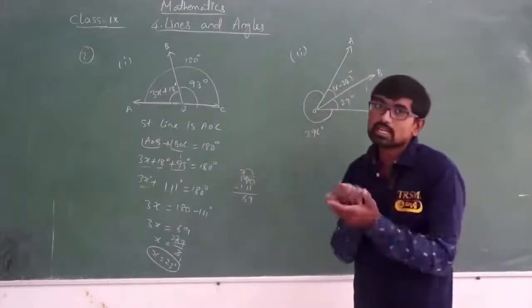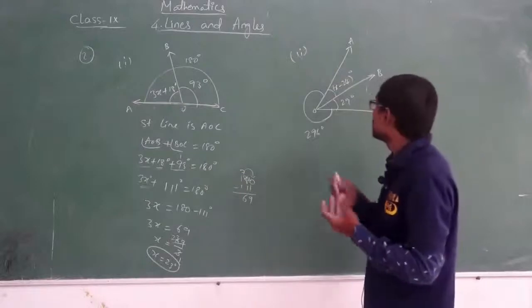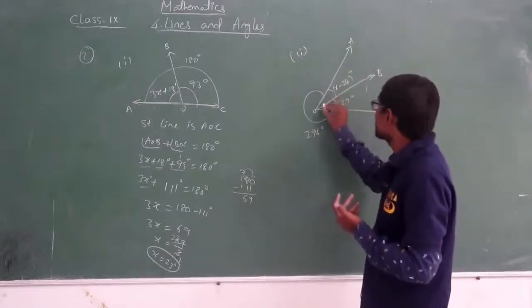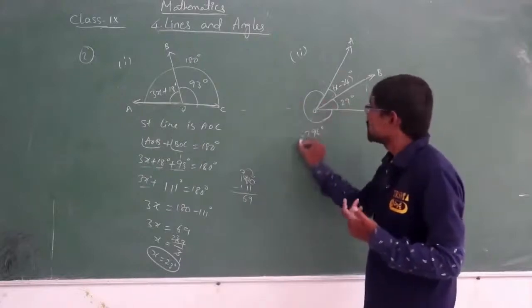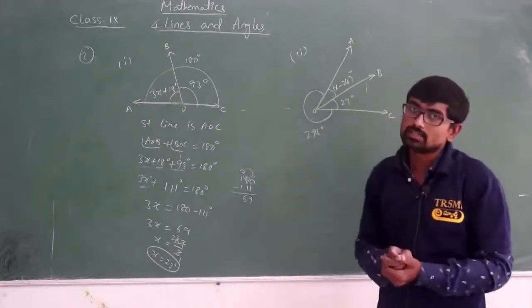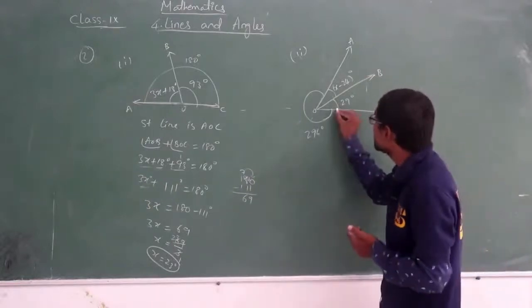Here we don't have any straight line, isn't it? So we can't take the straight line angle. Do we have a straight line here? No, we don't have. If I take a straight line here, it will be coming like this. But we don't have straight lines here, isn't it? So we can't take the straight line angle. So which one do we have to take? You can see here clearly.